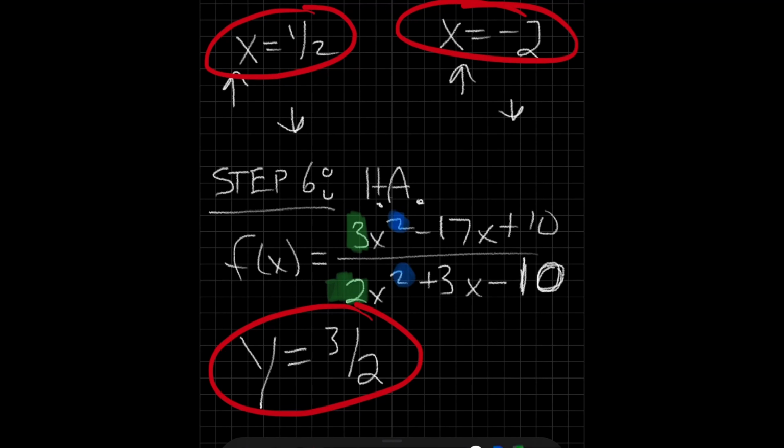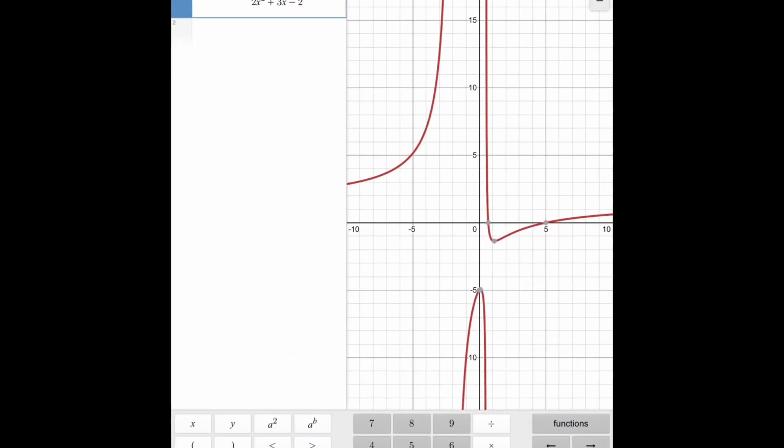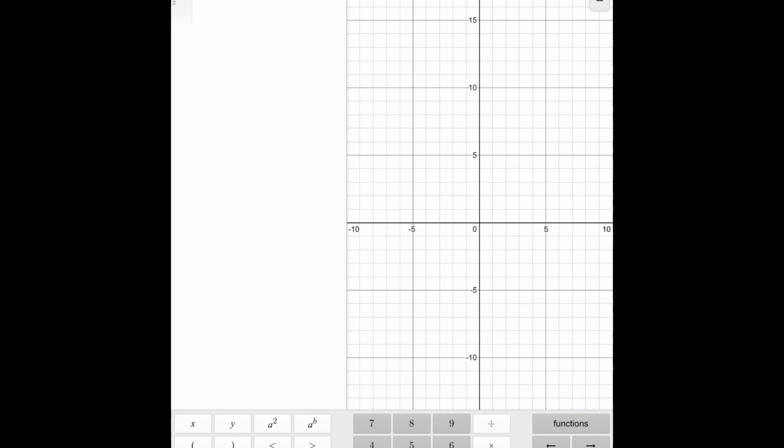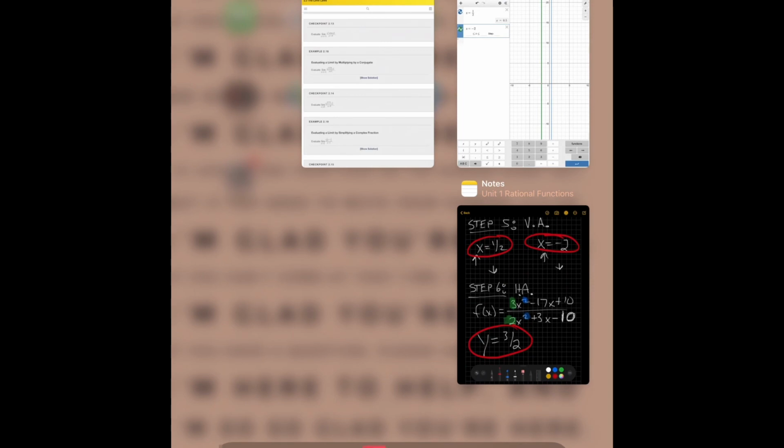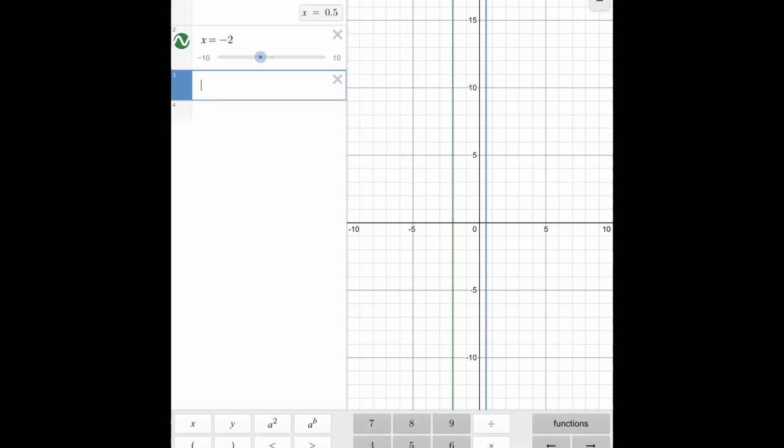I also want to look for some particular points. I'm trying to decide if I want to graph this by hand or show you on Desmos. My handwriting's so bad, I think it's better to show you on Desmos. So here's the answer. Don't worry, we're kind of going to do it by hand a little bit so you can see how that works. So I have a vertical asymptote of 1/2. I have another vertical asymptote of -2. And I have a horizontal asymptote of y equals 3/2.